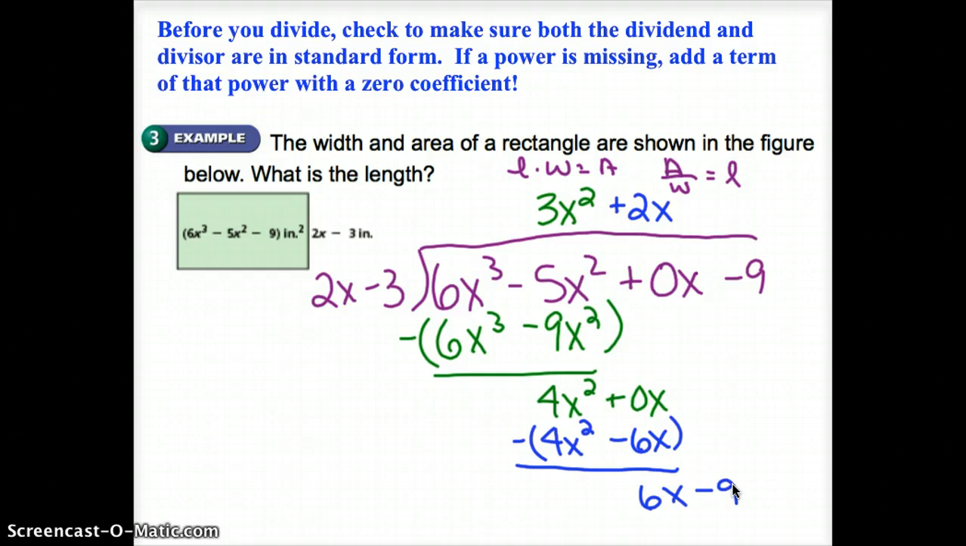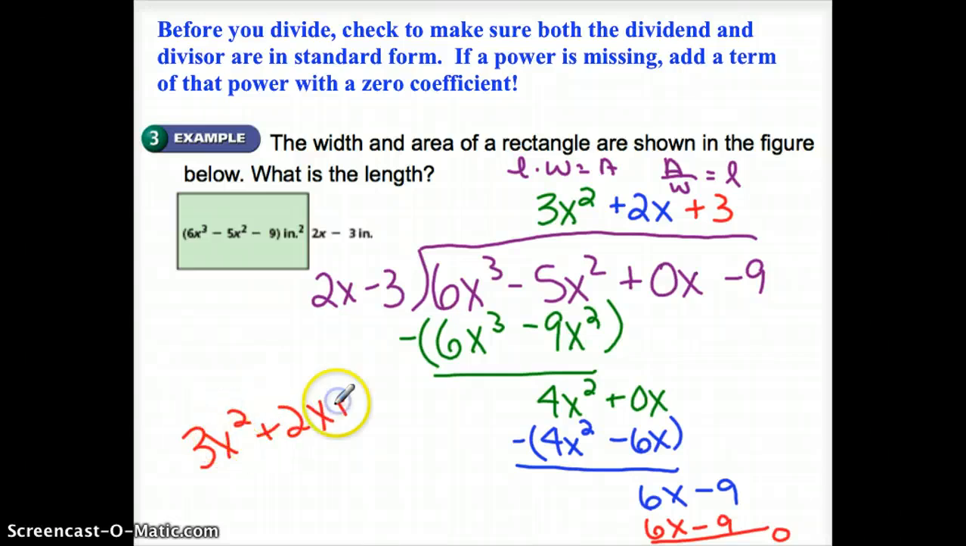Now I'm going to try one more. So 2x goes into 6x positive 3 times. 3 times 2x minus 3, that's going to be 6x minus 9. That's really convenient because we have no remainder. So my whole final answer should be 3x squared plus 2x plus 3 inches in this case.